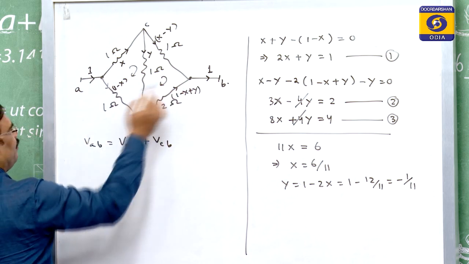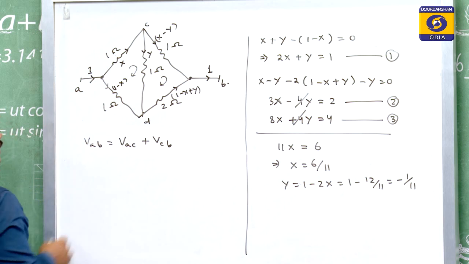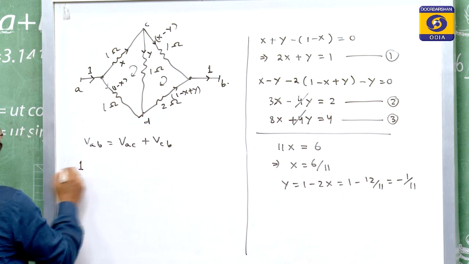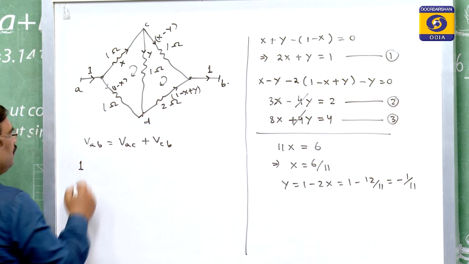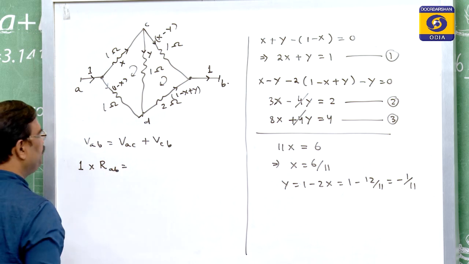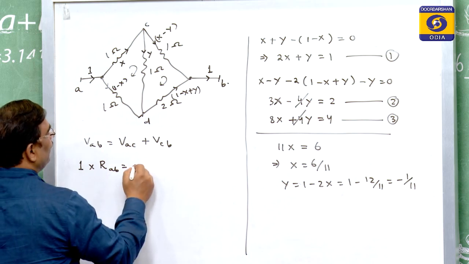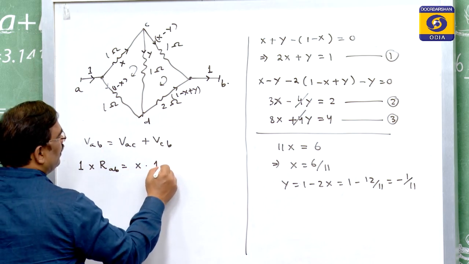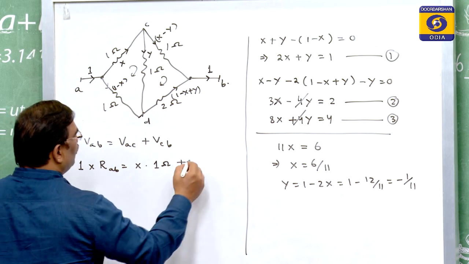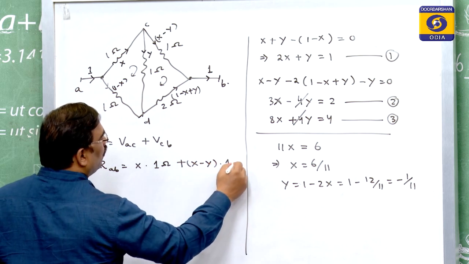What is VAB? VAB is the potential difference across the entire bridge. So, this is equal to the current through the bridge, 1, into the effective resistance between AB. VAC is current into resistance, current is X into resistance is 1 ohm, plus VCB is current is X minus Y and the resistance is 1 ohm.